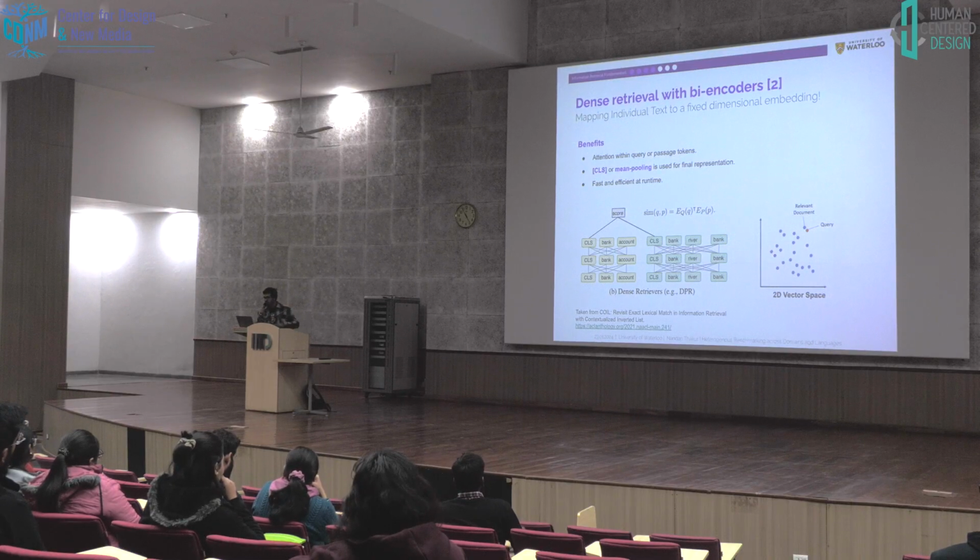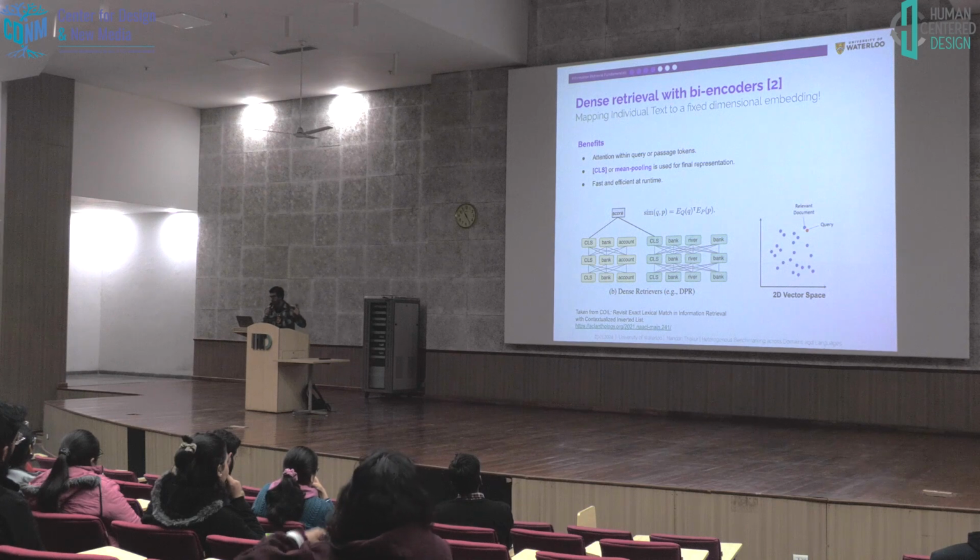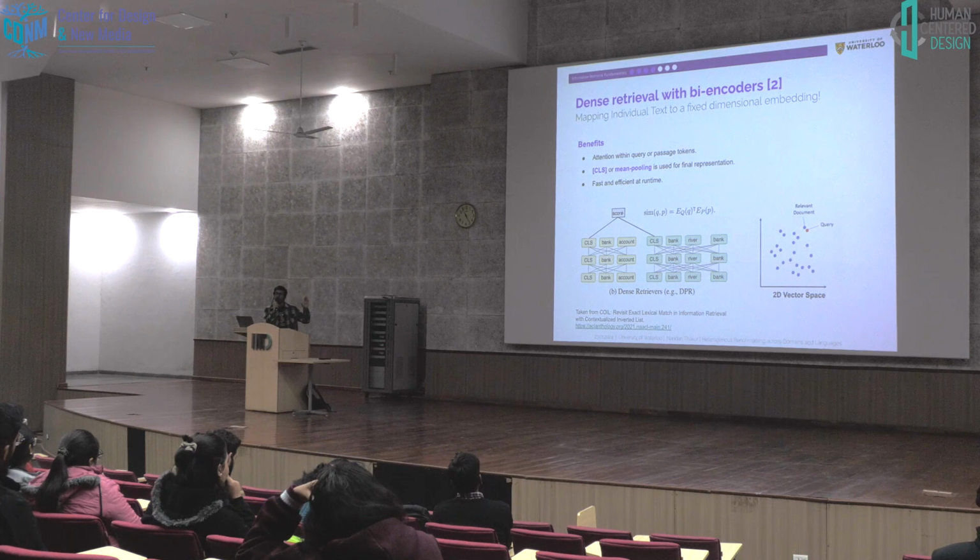As you can see in the 2D vector space, this is usually the representation of the BEIR model, where you can see in orange the query, and the most similar passage to it would be very close to it, like the blue dot. That will be the most relevant document nearby the query.